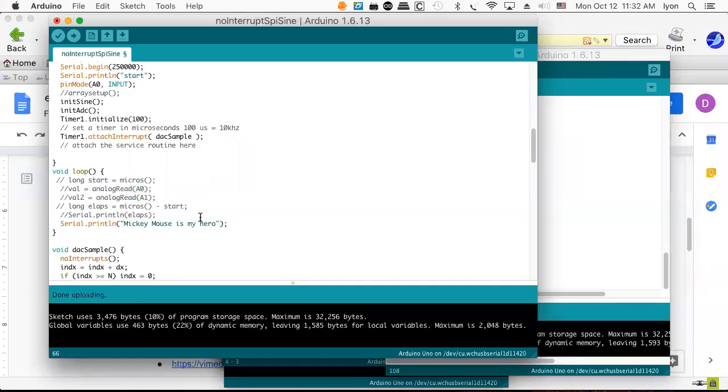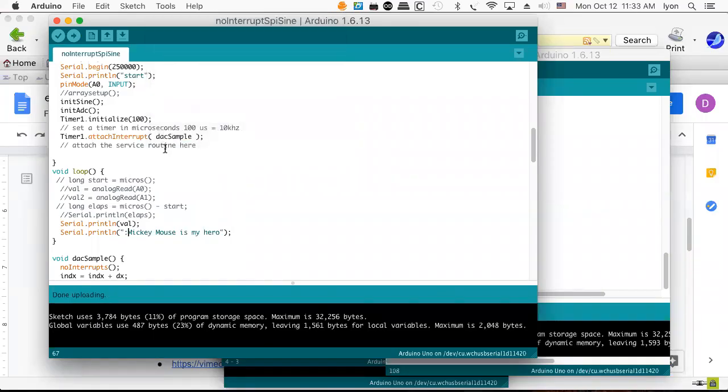So what we'll do, while Mickey Mouse is my hero, is, oh, maybe we can output here. Serial.println val. And then we'll put in a space or perhaps a colon there. And then let's see if we can get a clean sine wave, even though we have all this printing going on. Because normally that printing would interrupt a whole bunch of stuff.